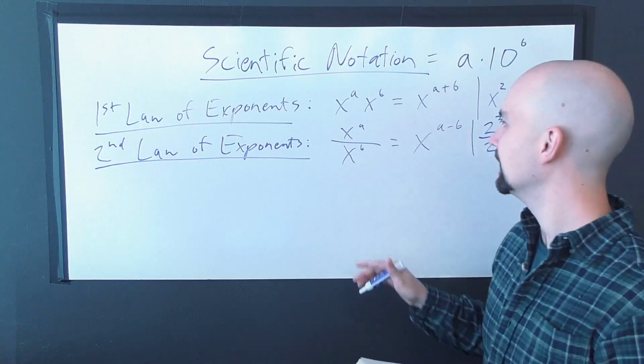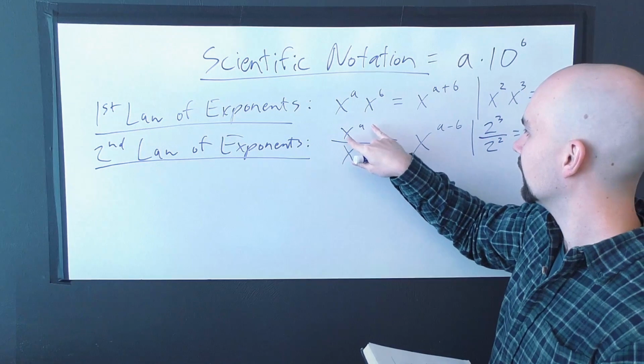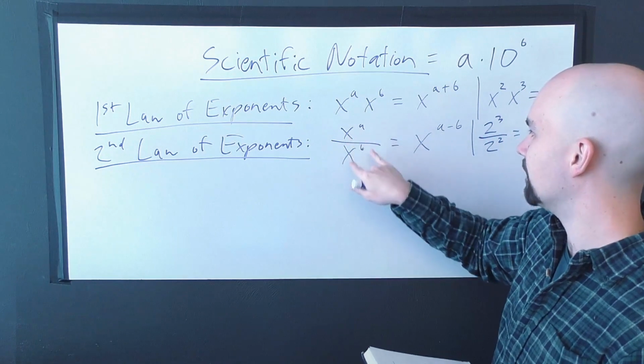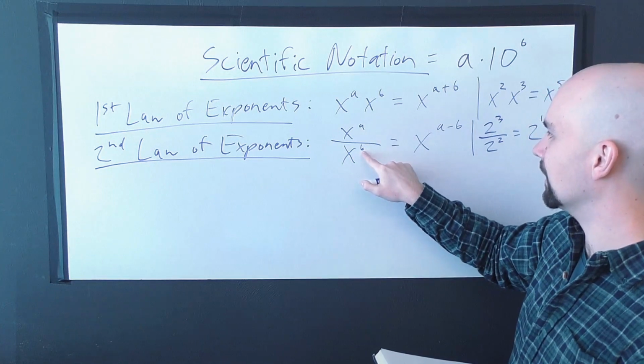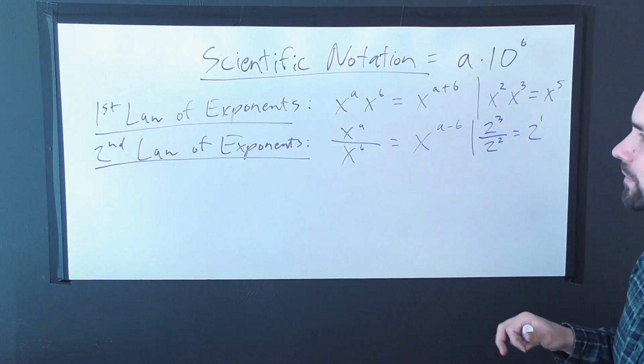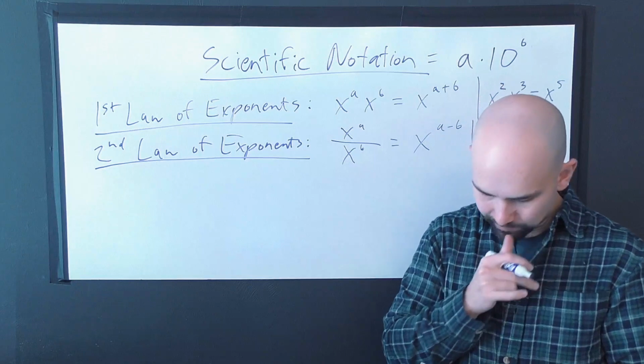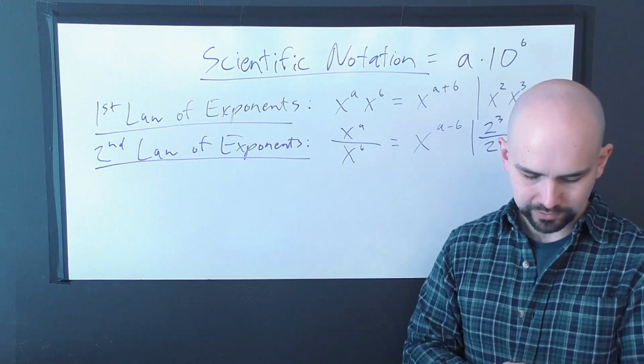When I divide an exponent by an exponent, if they have a common base, I can actually subtract the power in the denominator from the power in the numerator and get my answer. Okay, so let's do an example that also illustrates that.